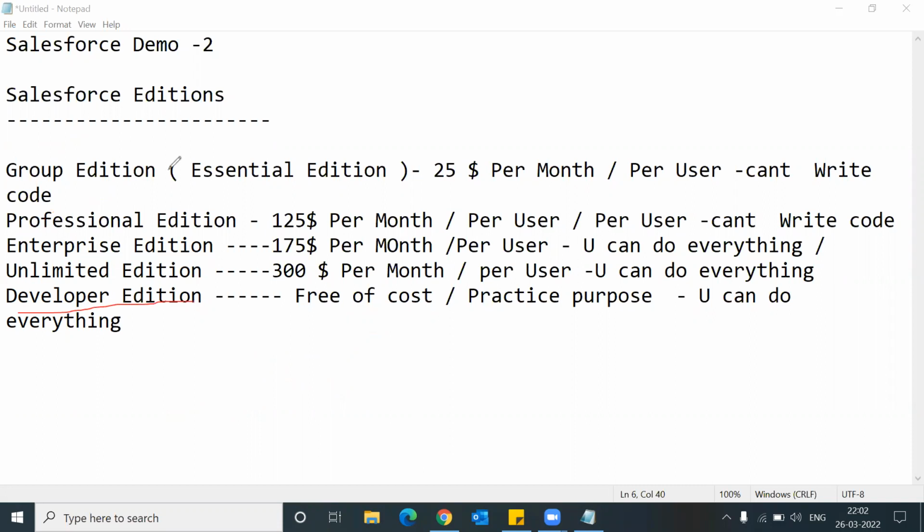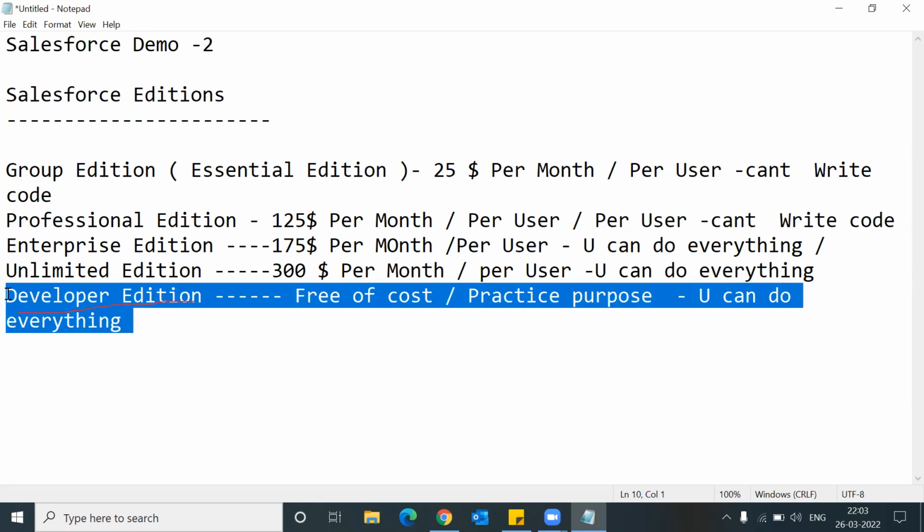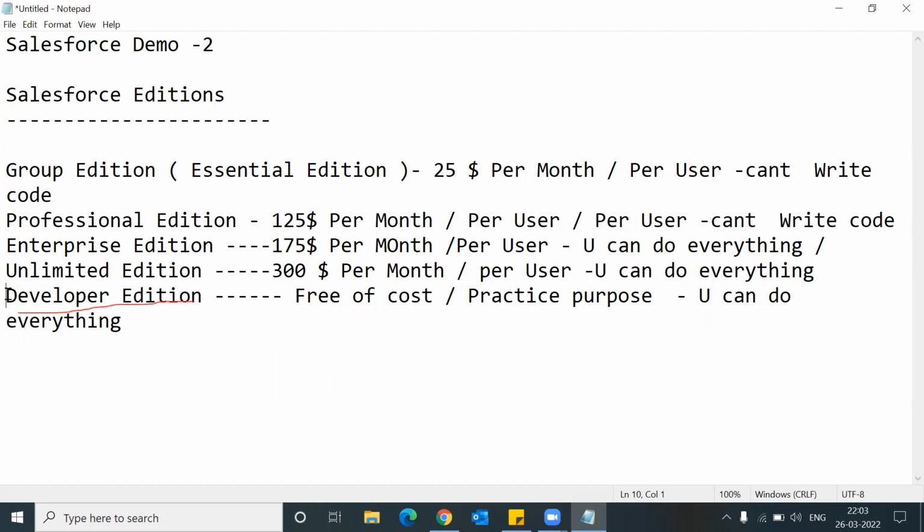Now I'm talking about the Developer edition. What is the meaning of Developer edition? Developer edition is only for practice. You can do everything, but you have only 2 Salesforce standard licenses. Once I show the Developer edition, you can clear that also. Yes, we are working on Developer edition for practice purposes. Okay, fine.